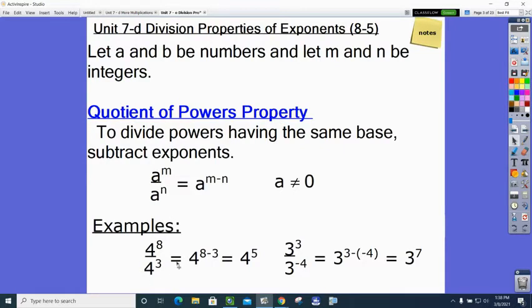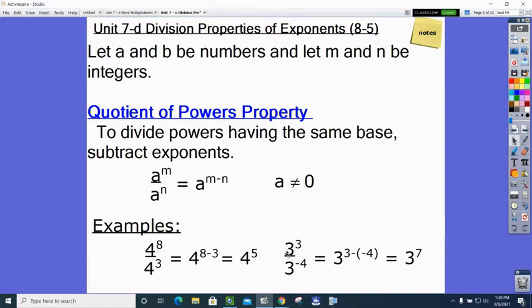So if we take a look at this one right here, 4 to the 8th divided by 4 to the 3rd, write your base and take the top exponent minus the bottom, and 8 minus 3 would give you 4 to the 5th. I'm going to tell you the number one mistake here would be to say, oh, 4 divided by 4 is 1, so it's 1 to the 5th. No, no, no. When you're dividing, you write the common base, top exponent minus the bottom.